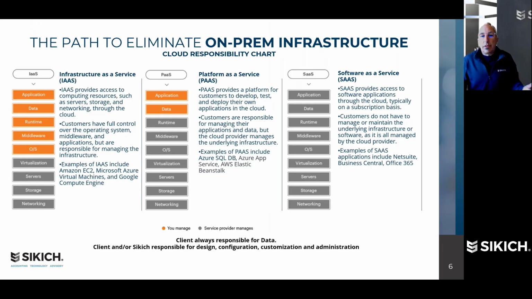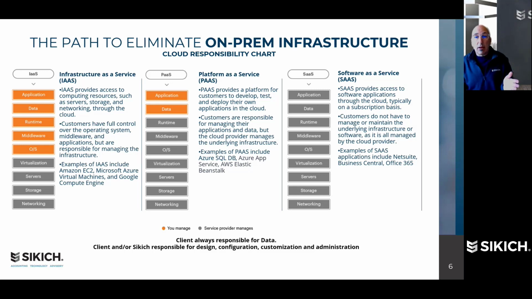So if the decision looks like we want to move to the cloud model for some or all applications, we have to begin to look at what options are available. And what we're looking at here is called the cloud responsibility chart. And it's a good high-level representation of the various cloud platforms available.